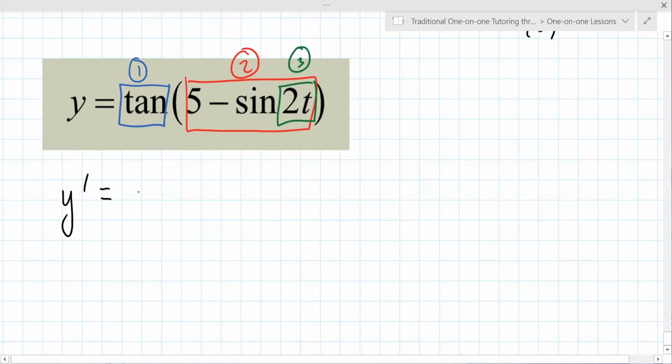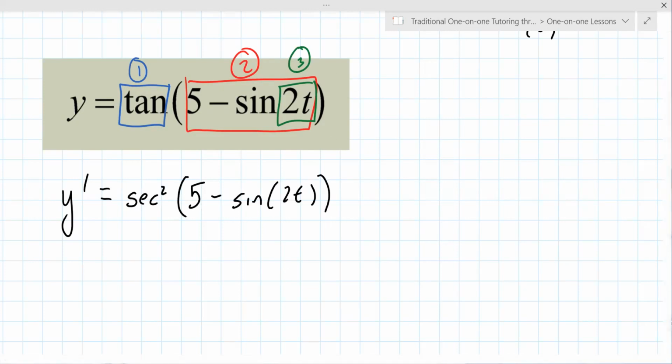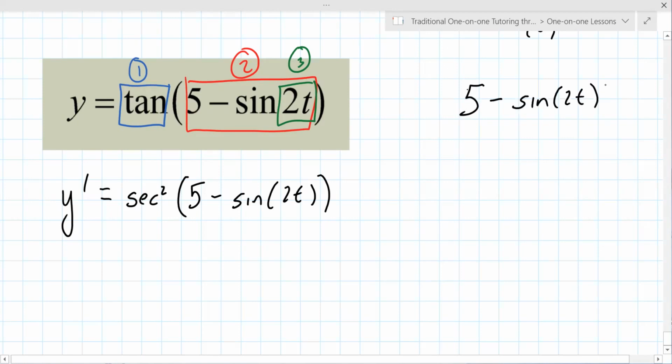That was secant squared x. So it's secant squared of whatever's inside, 5 minus sine 2t. And again, if you could see my screen, my hand, I'm covering up tangent now because we actually don't care about tangent anymore. We're just looking at 5 minus sine 2t. What is the derivative of 5 minus sine 2t? Well, it's two things. What's the derivative of 5? 0. Minus what's the derivative of sine? Cosine. Keep the inside. And then what's the derivative of 2t? It's 2.